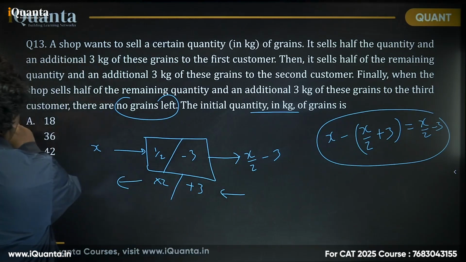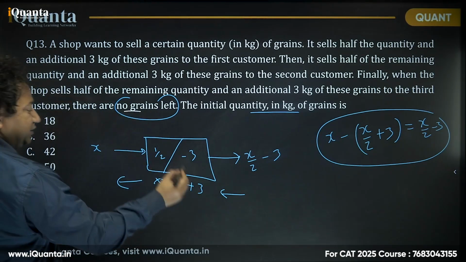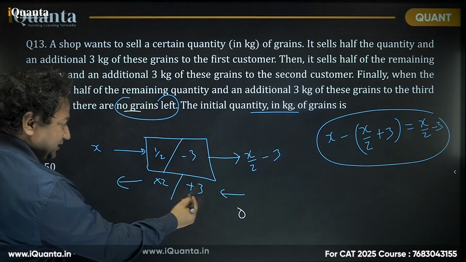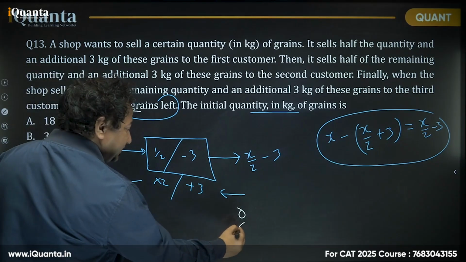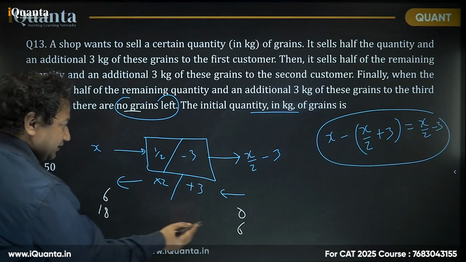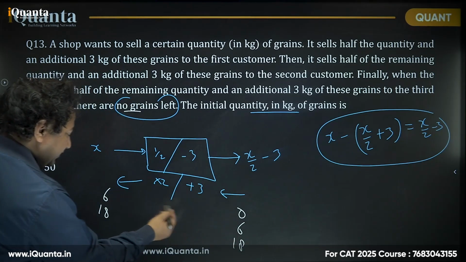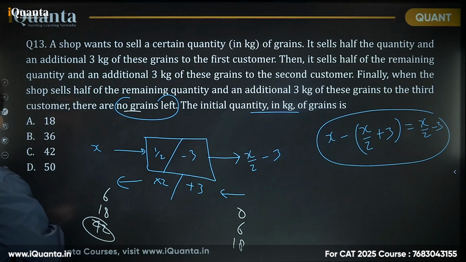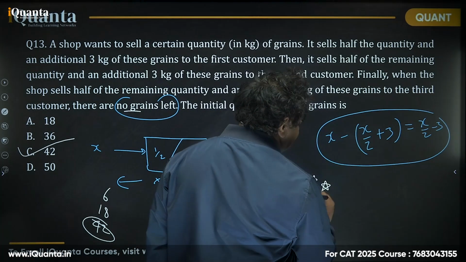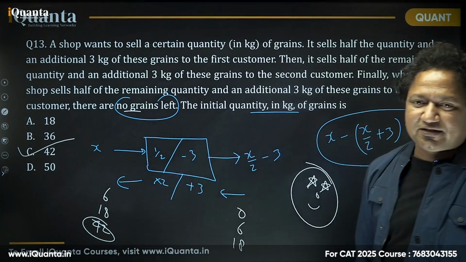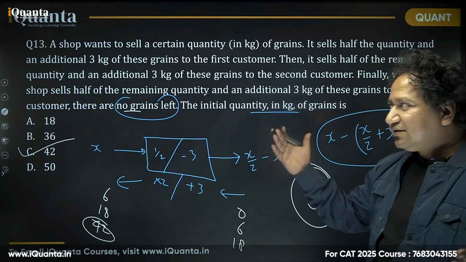So first of all, in the end we had 0. 0 plus 3 is 3, into 2 is 6. 3 times. 6 plus 3 is 9, into 2 is 18. Now 18 plus 3 is 21, into 2 is 42. We got the answer. Such an interesting technique to solve this. Whenever you have something like this, reverse the process, just try to do this and you will be enlightened.